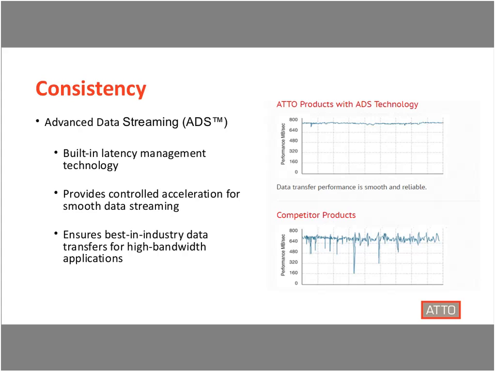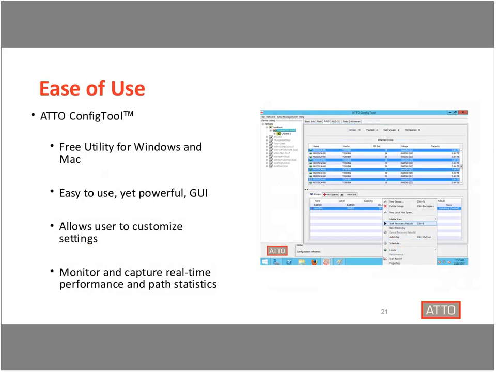ATTO's advanced data streaming manages latency and provides controlled acceleration for smooth data streaming to maintain the highest consistent performance. ADS ensures best-in-industry data transfers for high bandwidth applications, which means better performance for end users. Especially in the content creation market, this translates to smooth data delivery where frames are not dropped and there is consistent, uninterrupted streaming. The ATTO config tool is another tool that we have that allows you to customize the settings of your ATTO Thunderbolt device to maximize the performance of your storage connection. Additionally, this utility can be used for items such as verifying that you're using the current drivers and flash files.